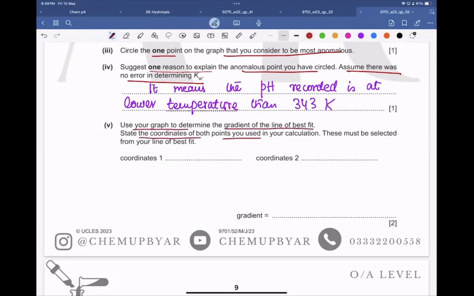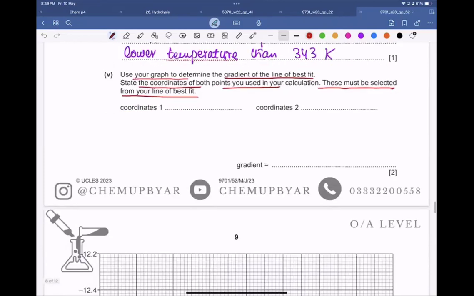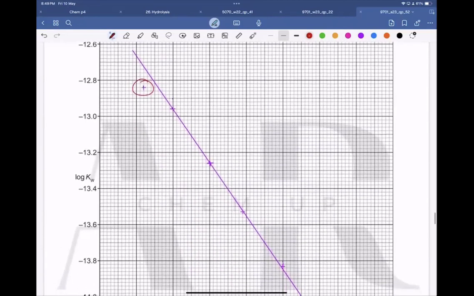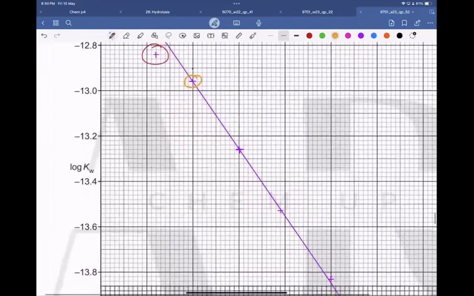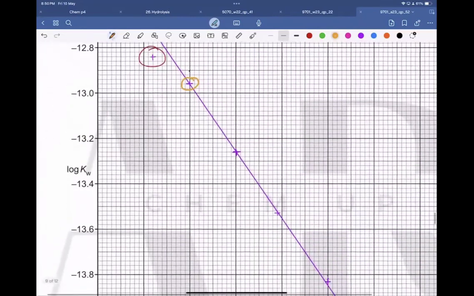Okay, now use your graph to determine the gradient of the line of best fit. State the coordinates of both points you used in your calculation. These must be selected from your line of best fit. Okay, so let's select them. Let me choose this coordinate. So if I choose this coordinate, it's 3.0 exponent minus 3, comma, 12.84.